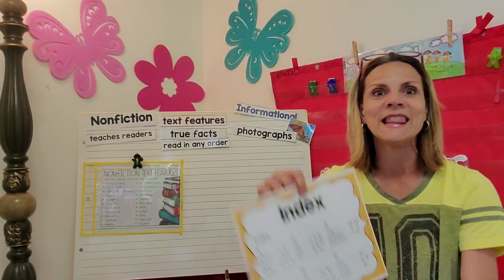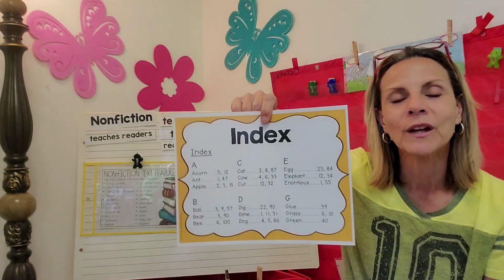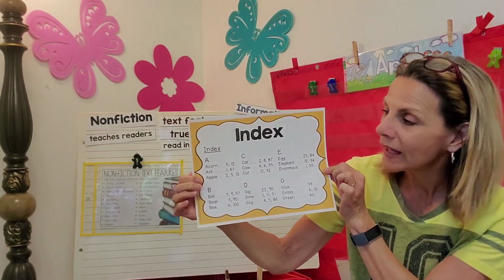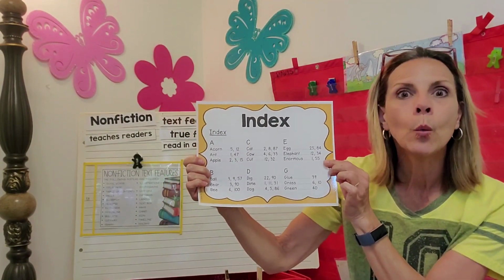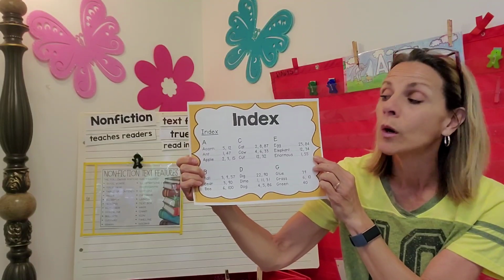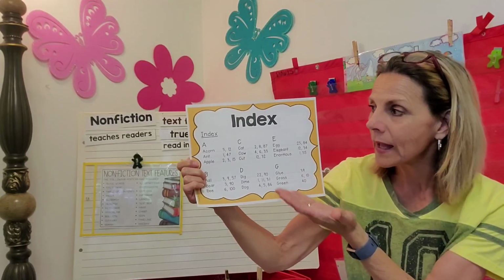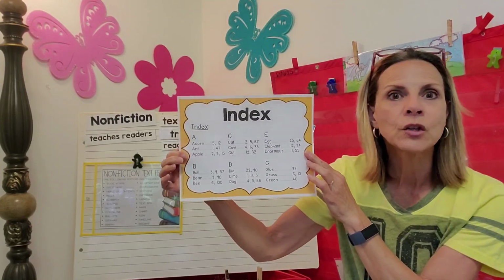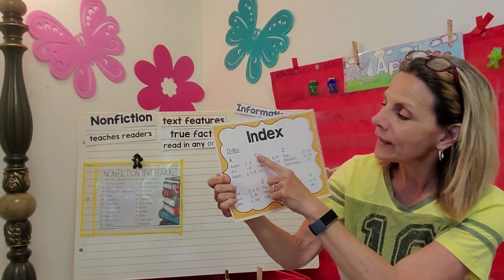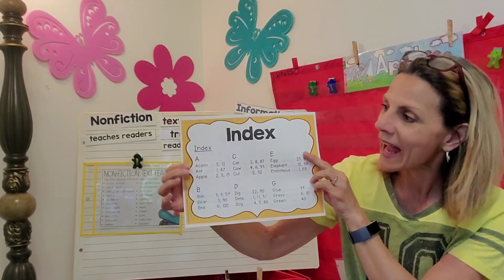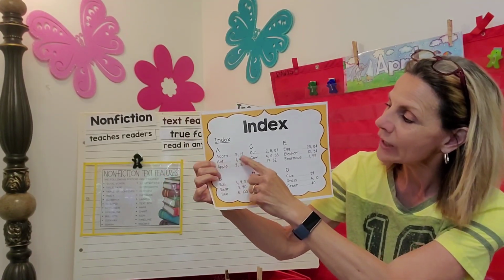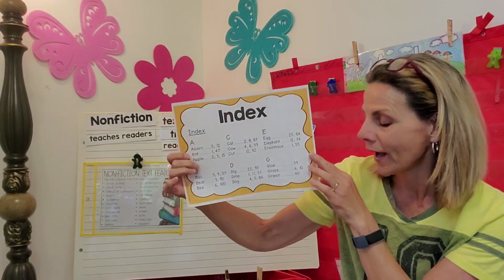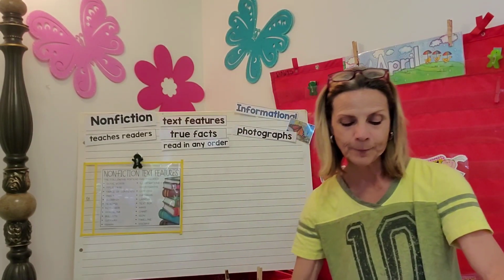Now we have seen these before when we were in school. The index is located at the back of a book, and it will tell you what page you can find certain words on that topic. And of course, an index is in ABC order. So if you're looking for something that starts with an A, you go to the A section and then you slide over and you can see what page you can find that word on in that nonfiction text.